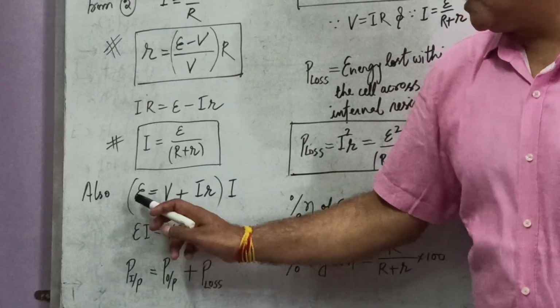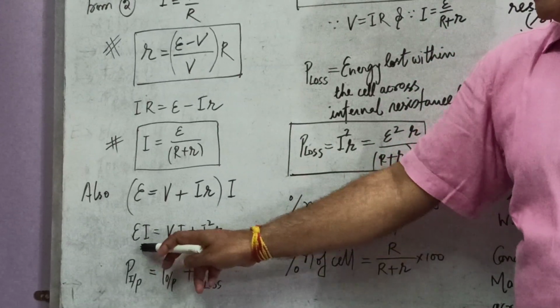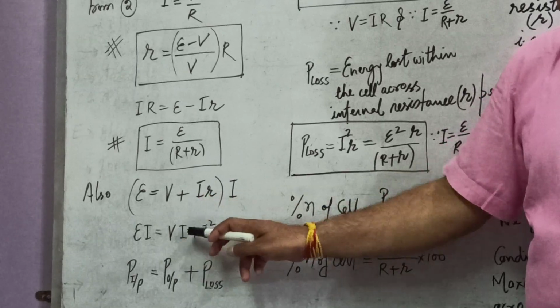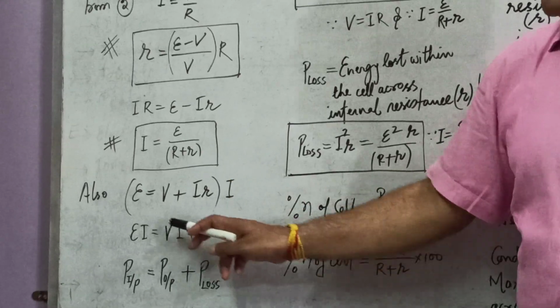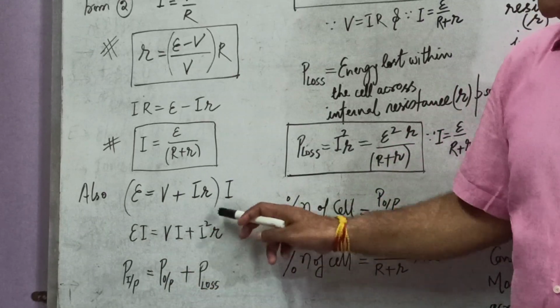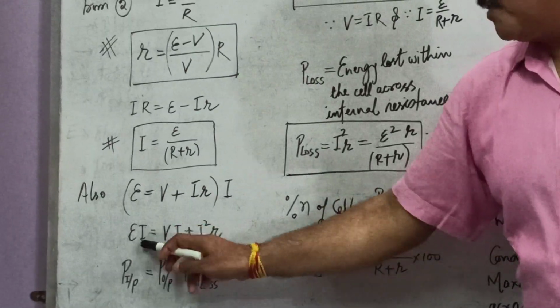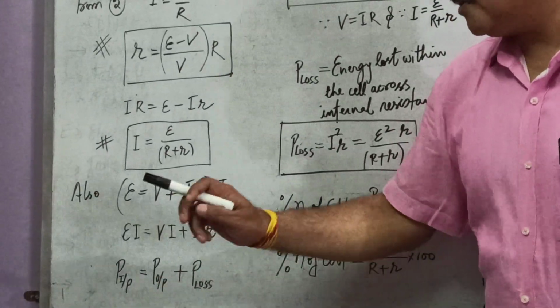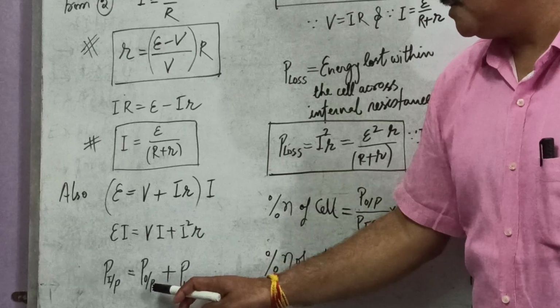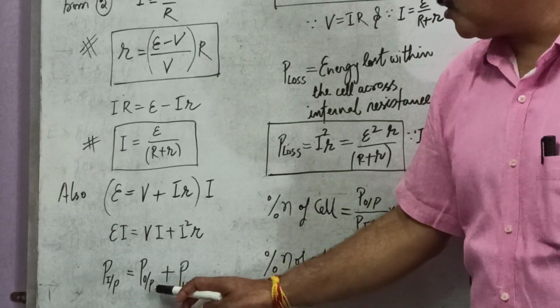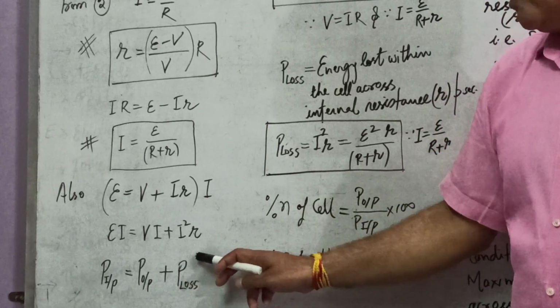Power. So there are three different powers. Left hand side is EI, right hand side is VI plus I square r. So this is also power, this is also power, this is also power. What is this power? This power is called power input. This is called power output, and this is power loss.